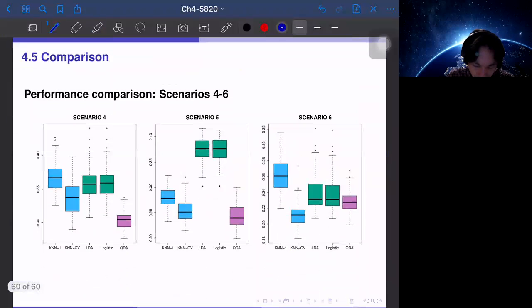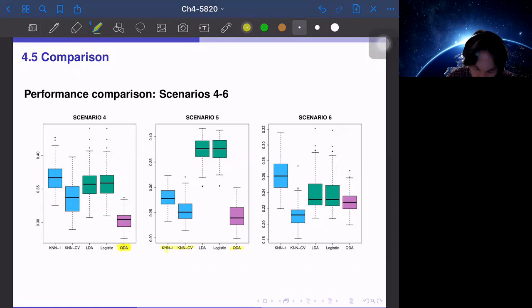And scenario 4, that is the QDA assumption. QDA is a little more specific situation, so QDA performs much better than the others, because we assume the true structure. In scenario 5, it's not really clear whether KNN or QDA is better. And the result is that KNN is close to QDA.